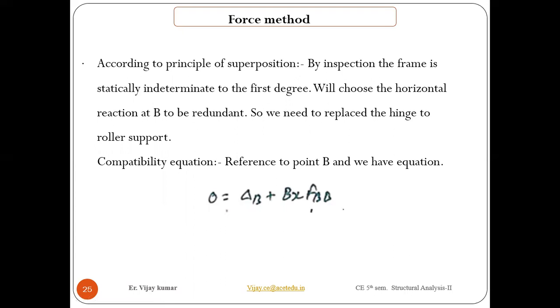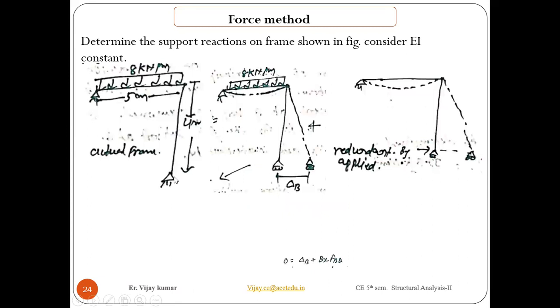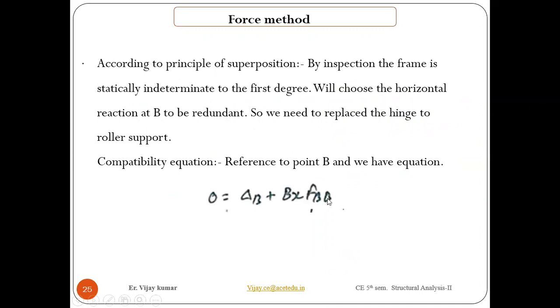So I remove the hinge support, replace it with a roller support, and allow my frame to deflect in the horizontal direction. Then, taking the reference of point B, the compatibility equation will be as follows. Initially we have a hinge support, which is not allowed to deflect in the horizontal as well as vertical direction. So the summation of delta at this point should be equal to 0. Both are in the same direction. So 0 is equal to delta B plus Bx times delta BB, or FBB, whatever it is.